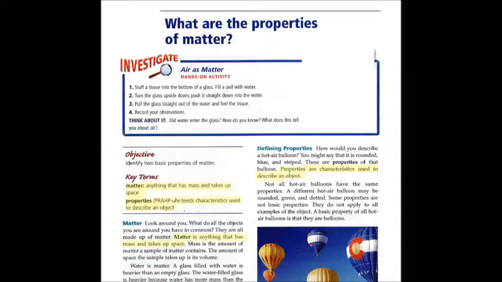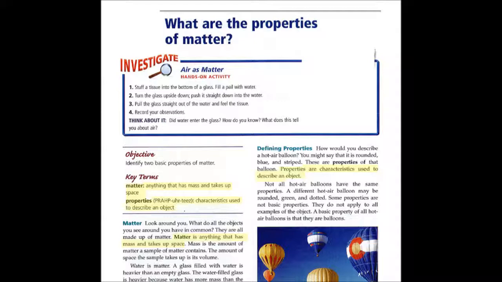Page 4. What are the properties of matter? Objective. Identify two basic properties of matter. Key terms. Matter: anything that has mass and takes up space. Properties: characteristics used to describe an object.